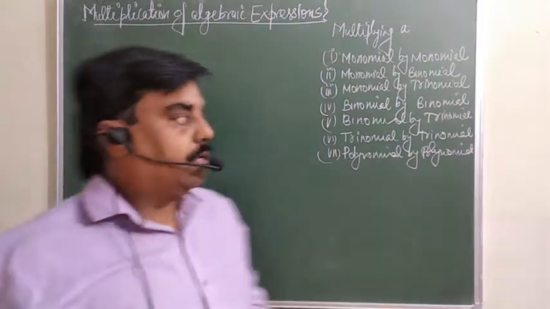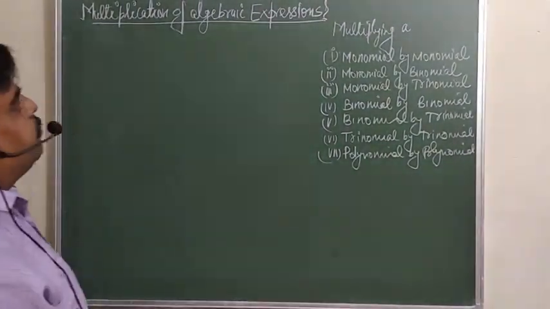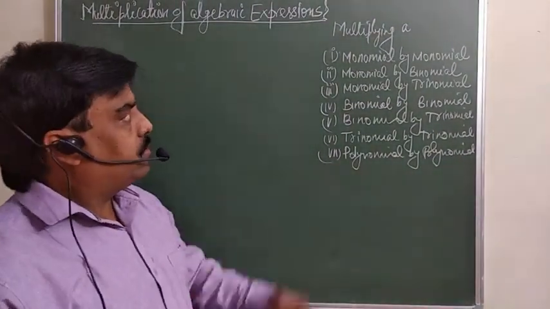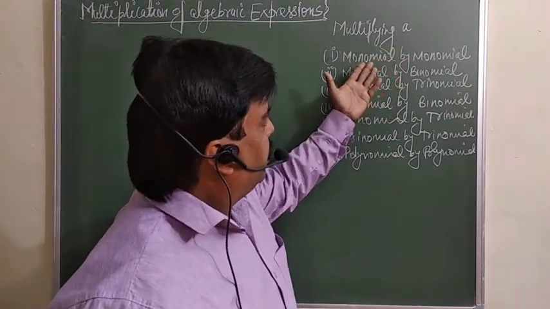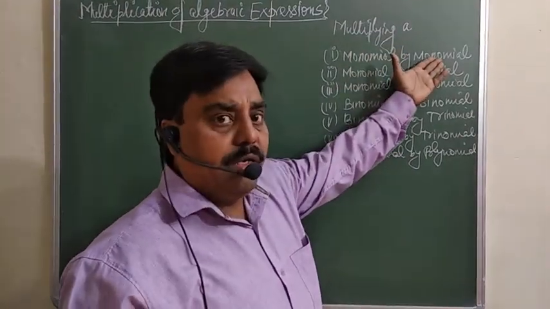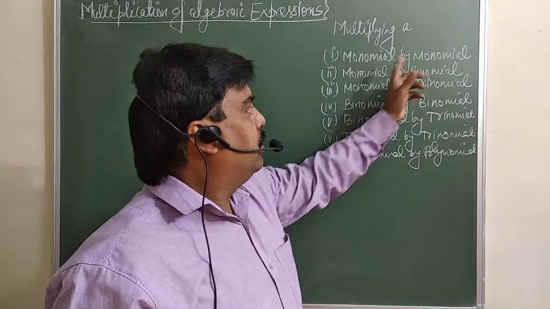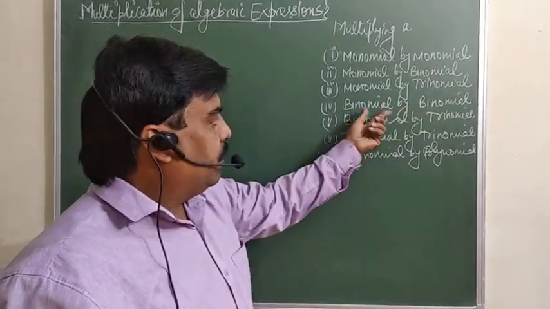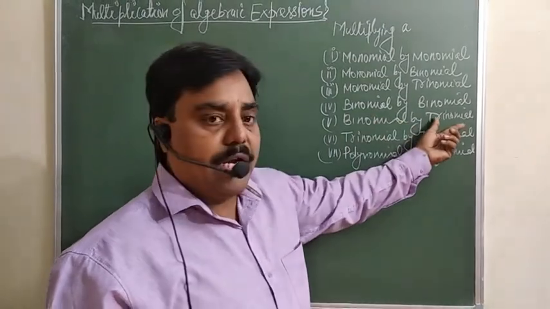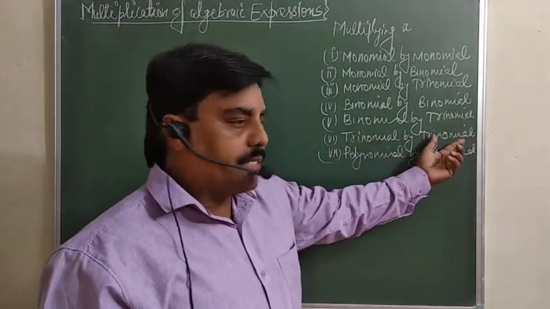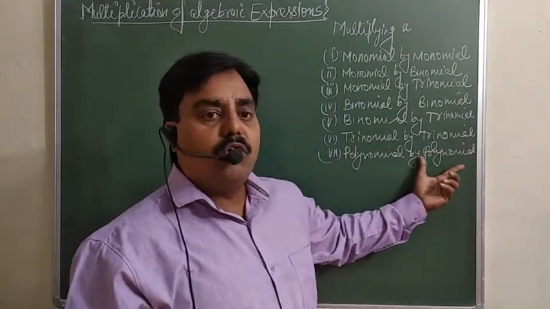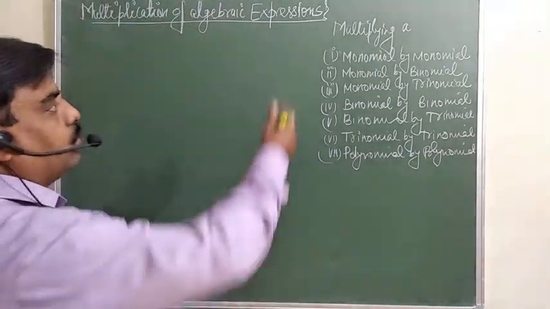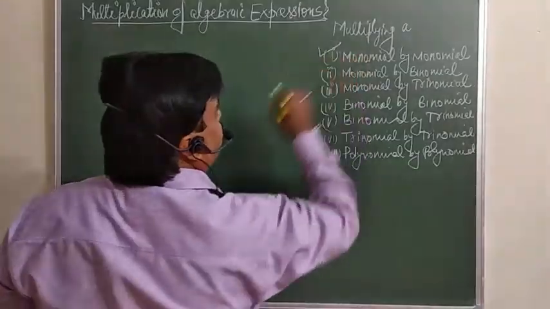Hello everybody. Now we will discuss the multiplication of algebraic expressions. In these cases we will take monomial by monomial, monomial by binomial, monomial by trinomial. Similarly, binomial by binomial, binomial by trinomial, then trinomial by trinomial, and then polynomial by polynomial. We will discuss them one by one. So first we will take the monomial by a monomial.